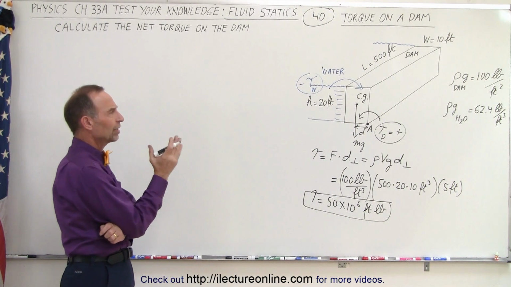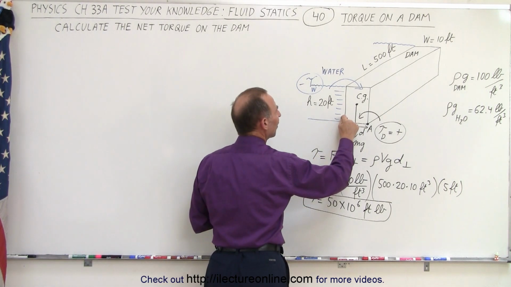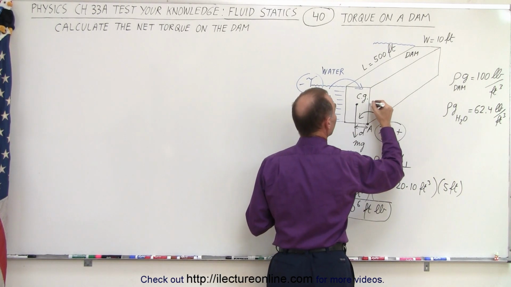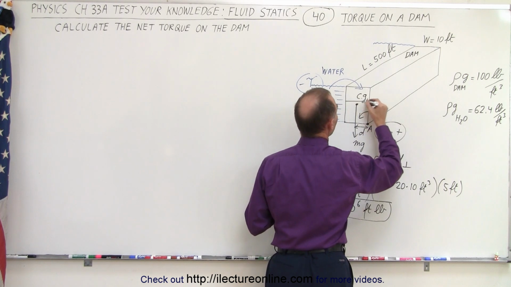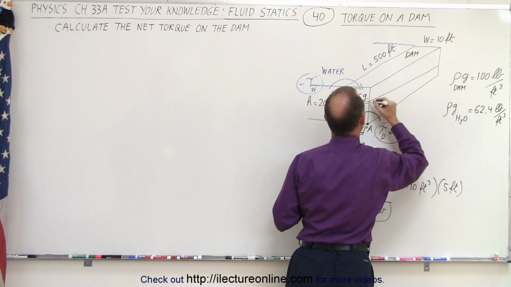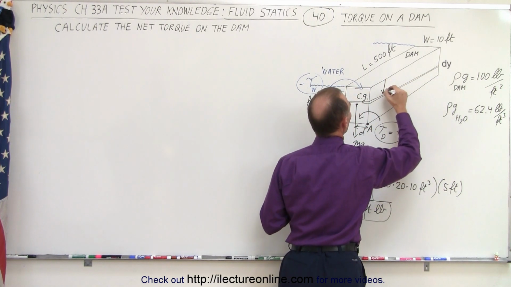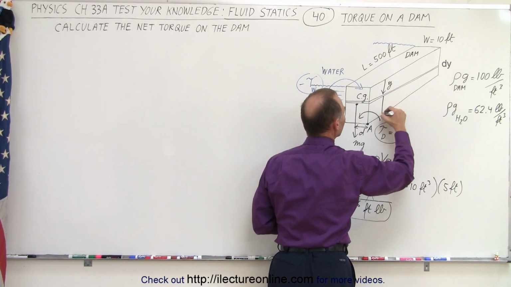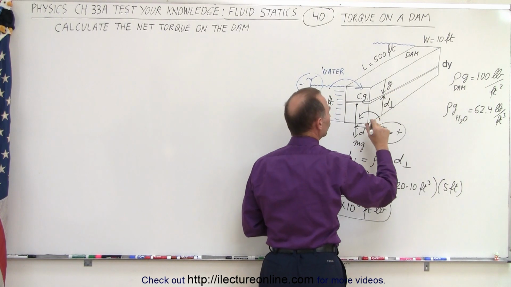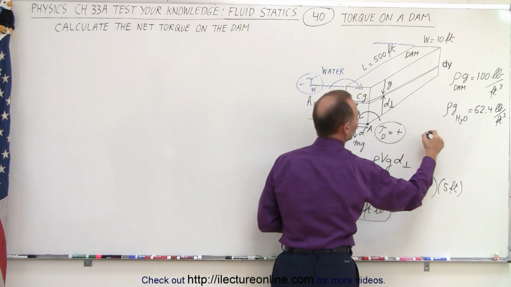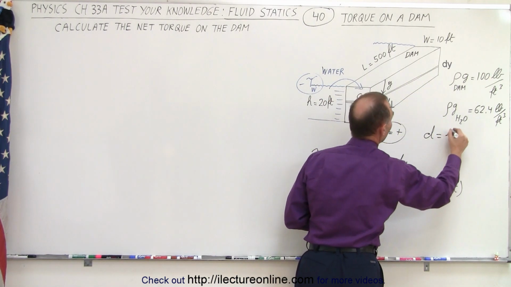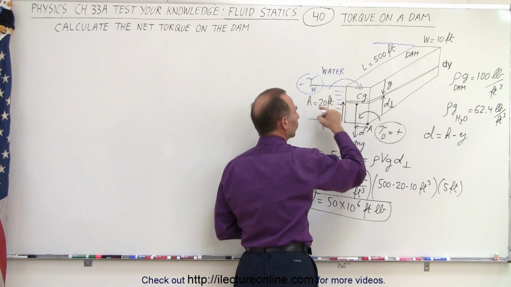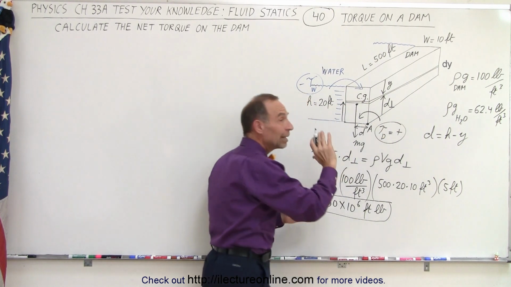What about the water pushing against the dam? Now notice, since the force varies with depth, we're going to need to integrate. So what we're going to do is take a small strip right here on the dam, like this, and it's a distance y below the surface, but the torque is going to be based upon this distance right here. So that's the distance that we worry about for the torque, because it's about the pivot point right here. And so we can say that the distance is equal to the height of the dam minus y. That's the distance that the water pushes against the dam relative to the pivot point.